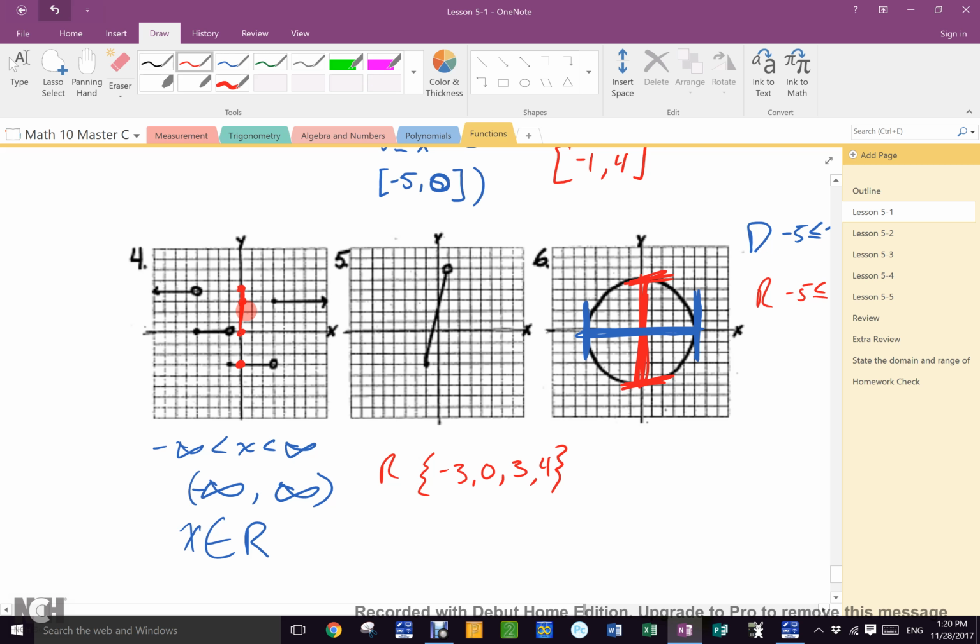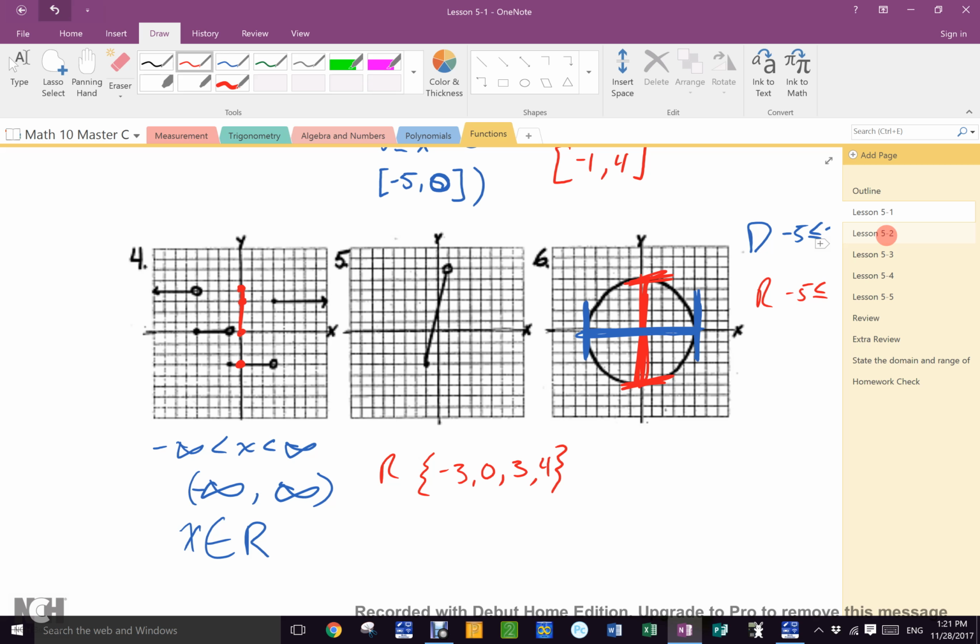Is everybody okay with domain and range now? Yes? Yes? Okay. All right. That makes me happy.